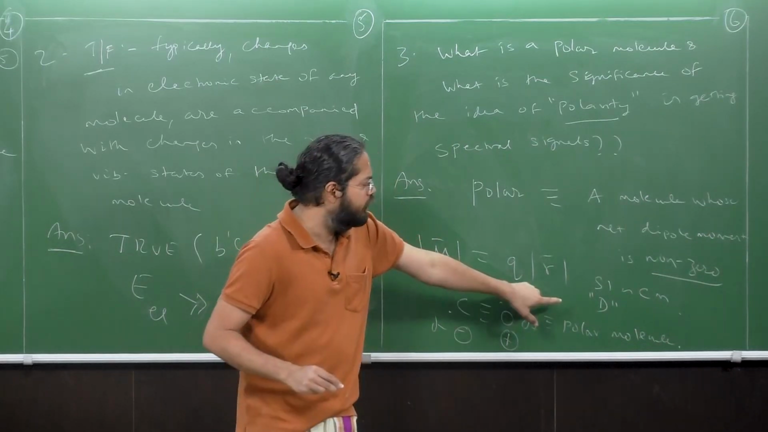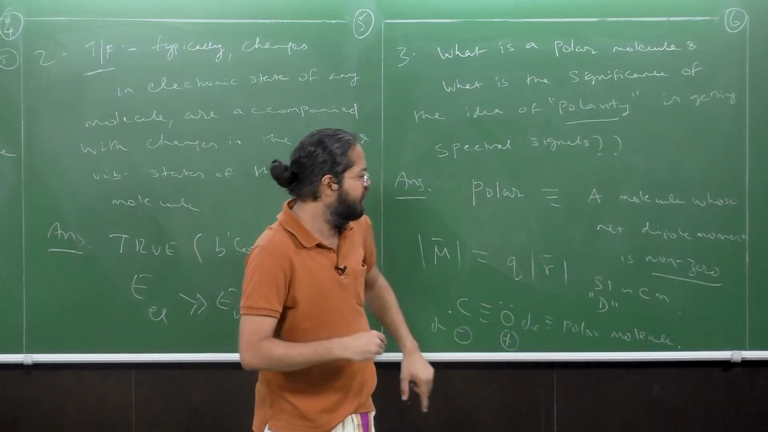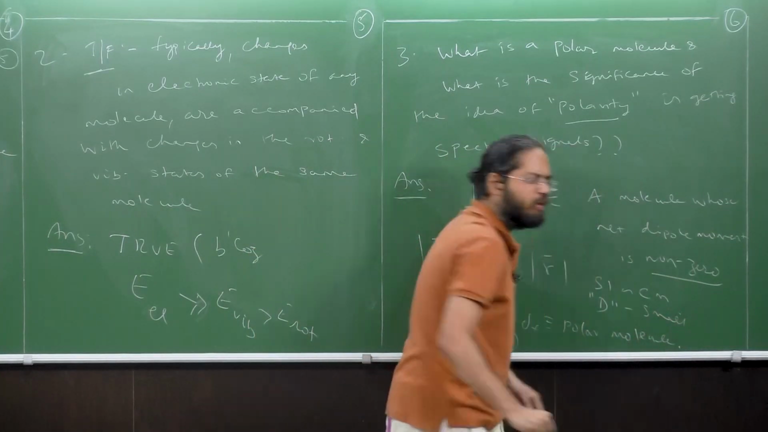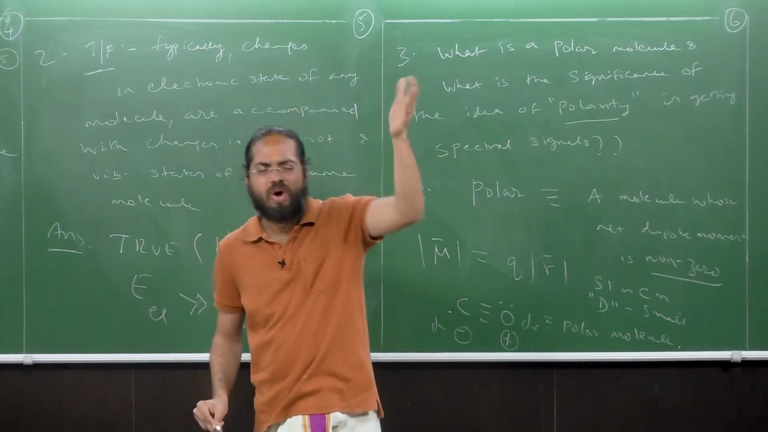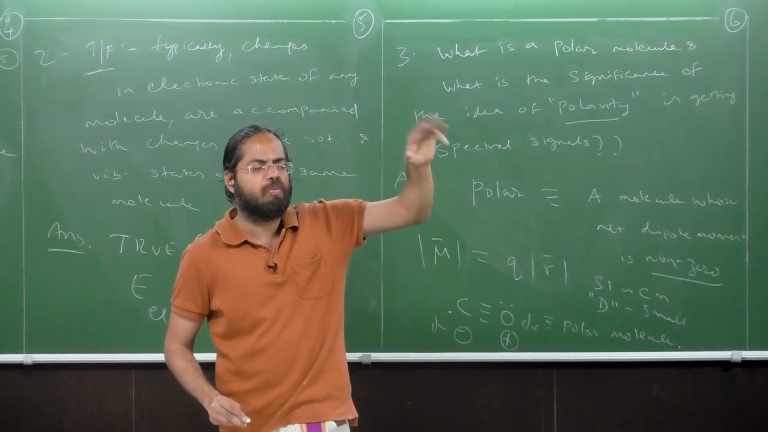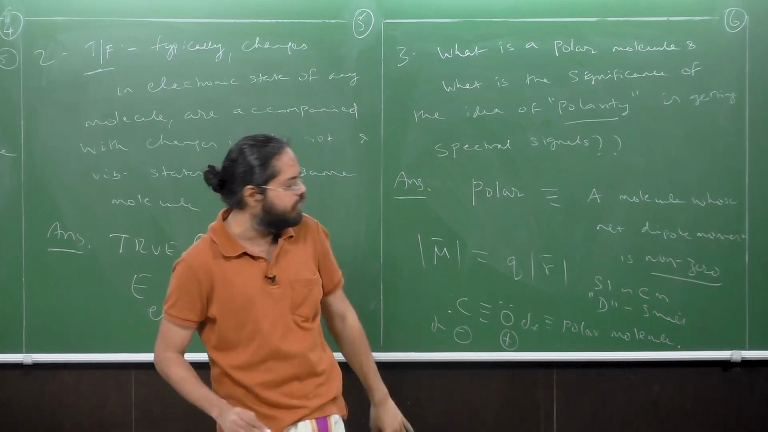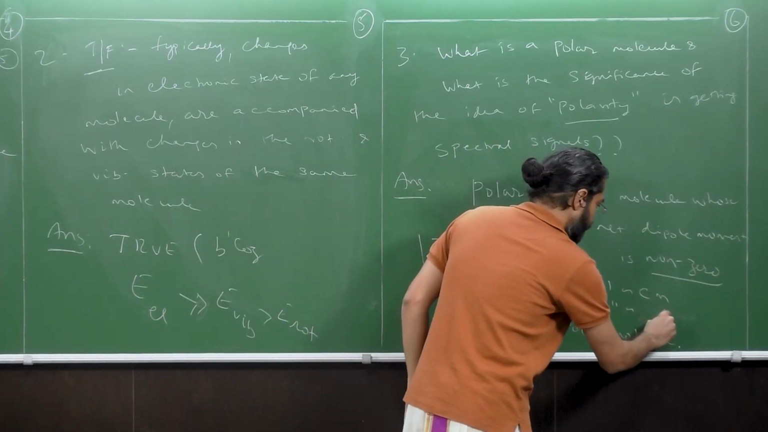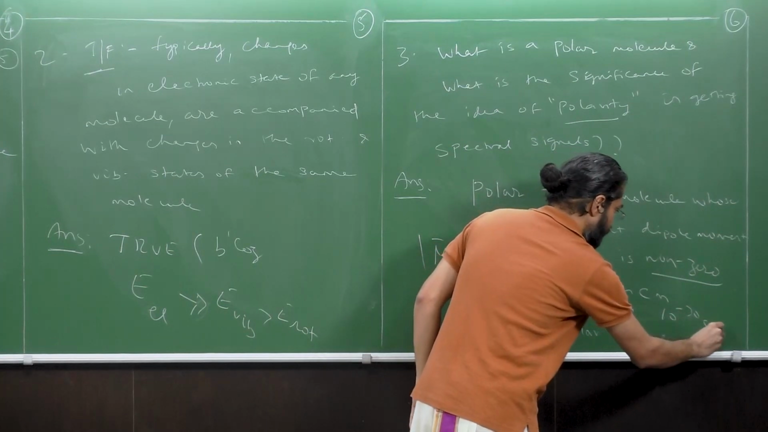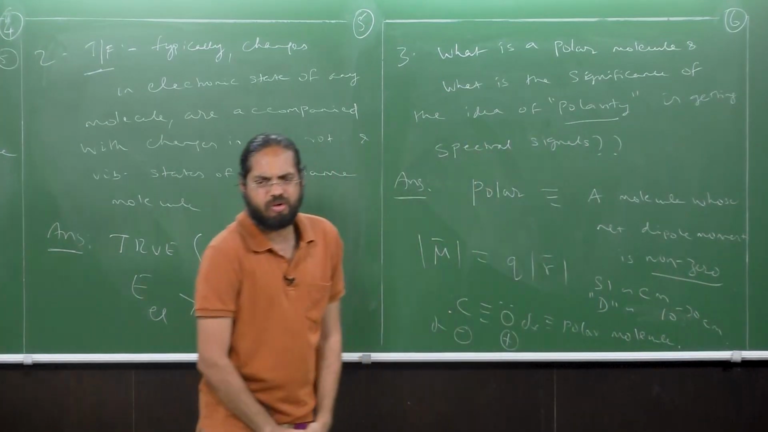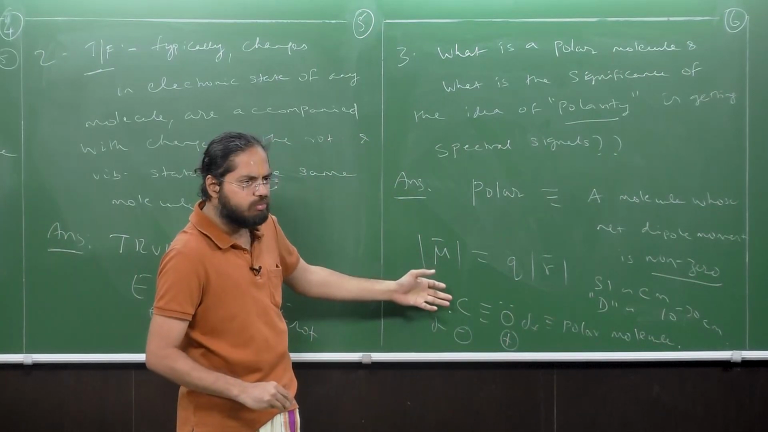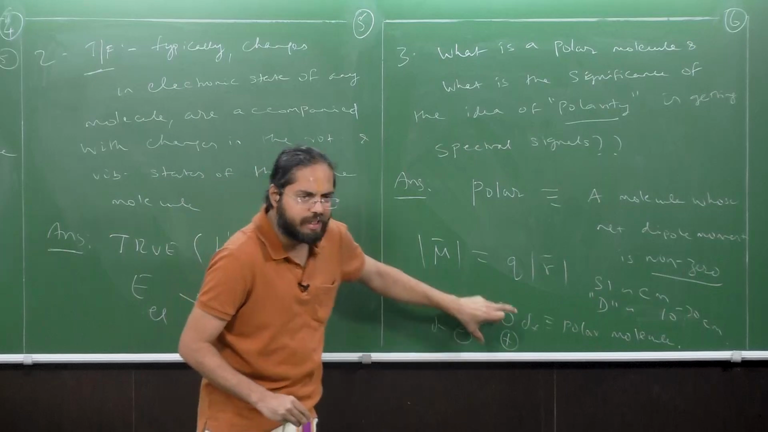I will come back to it and tell you in the next tutorial. We're talking about something like 10 to the power minus 30 or so. If I recall correctly, it's 3.3 times 10 to the power minus 30, but I will confirm in the next class. Roughly 10 to the power minus 30 coulomb meters, I think. So this is the magnitude of a debye. CO is an example of a polar molecule wherein overall there is a net dipole moment.